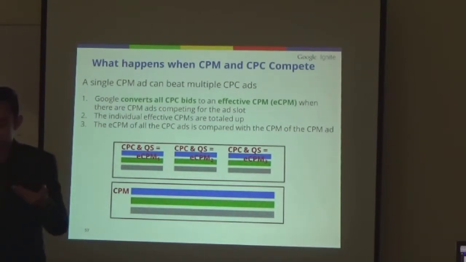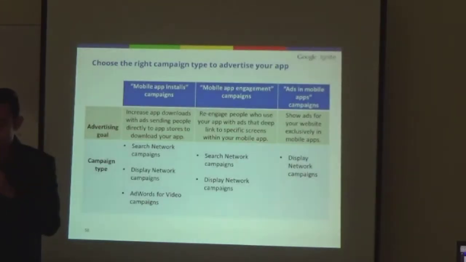So take note of this. The individual effective CPMs are totaled up, and the eCPM of all the CPC ads is compared with the CPM of the CPM bid. If the CPM is higher, it blocks all the ad space, meaning the whole lot is dominated by one CPM advertiser instead of the CPC ones. Bear with me, there are some examples later on that I'll show and explain.